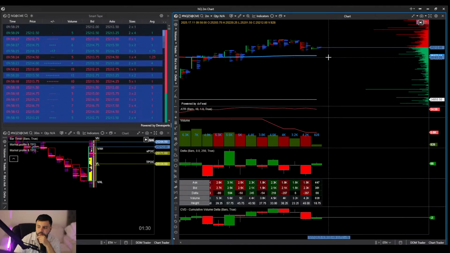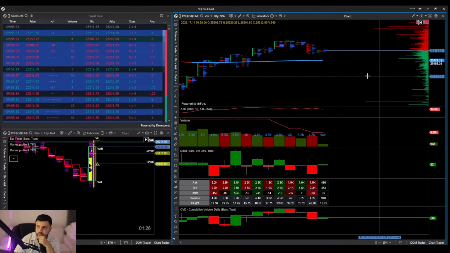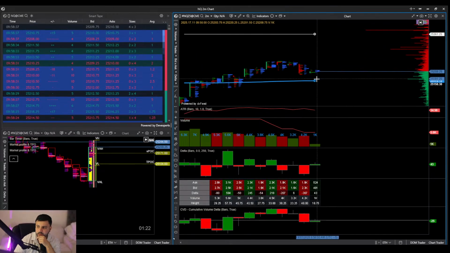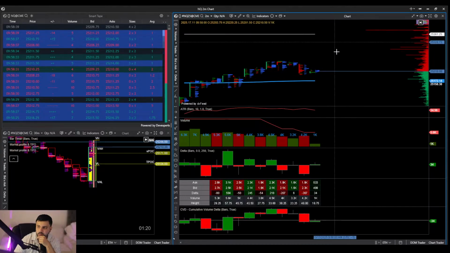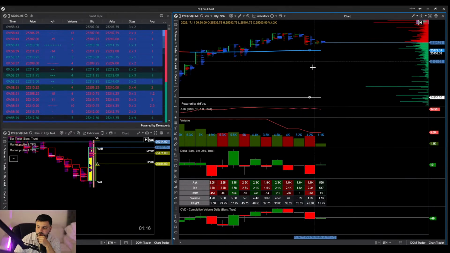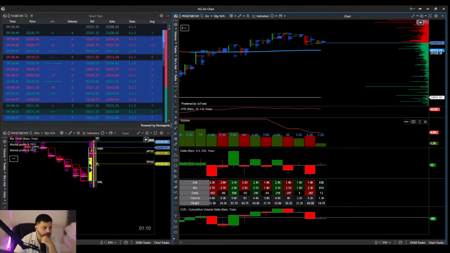But as long as we're above it, we could rally back toward the high. But if aggressive shorts start coming in and we get below the VWAP, then yeah, we can get a deeper pullback.